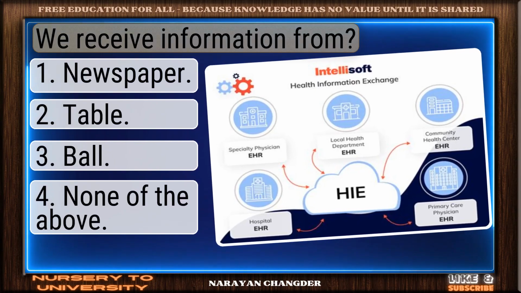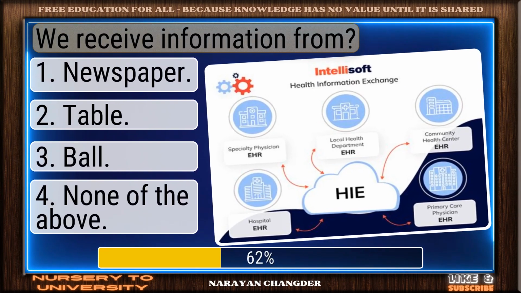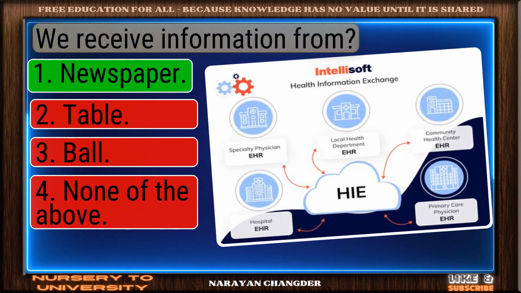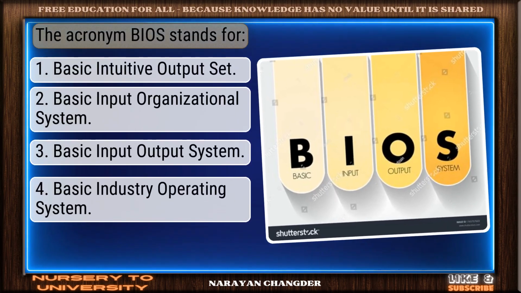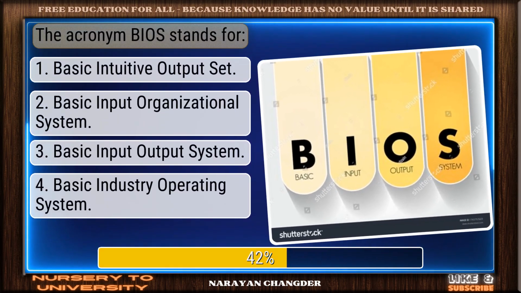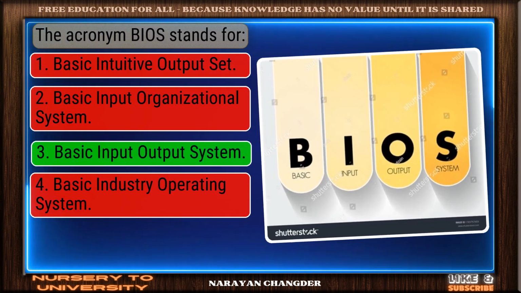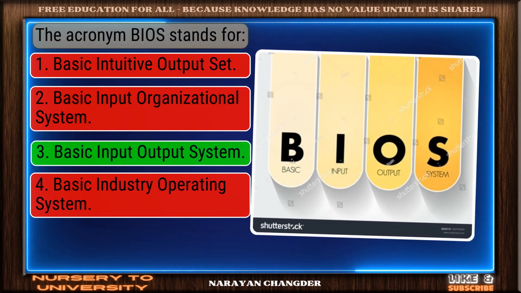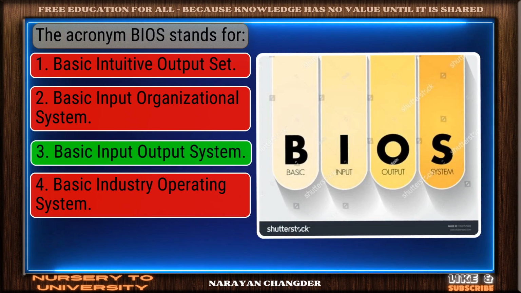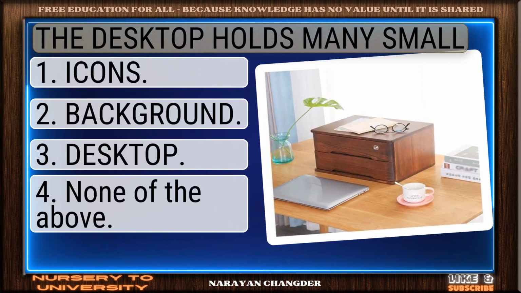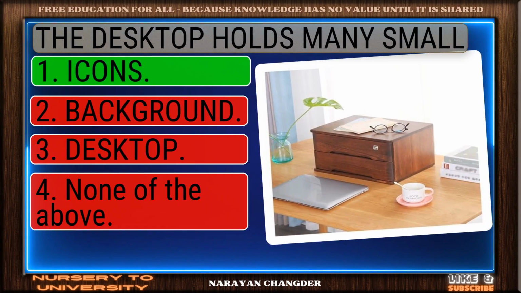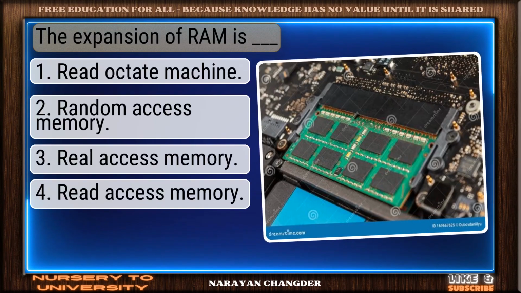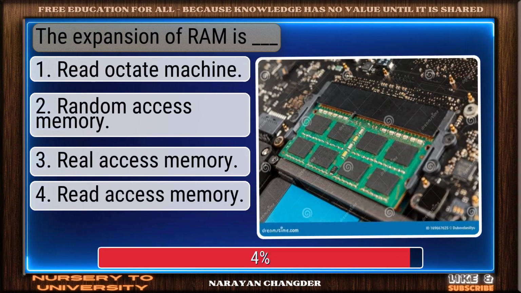We receive information from. Excellent choice. Newspaper is right. The acronym BIO stands for. Well reasoned. Basic input-output system is correct. The desktop holds many small. Caricons is spot on.